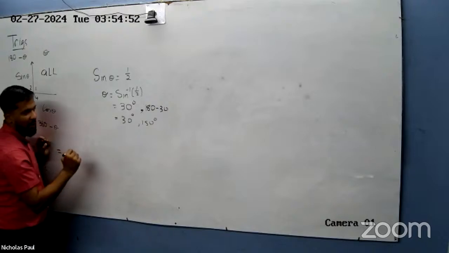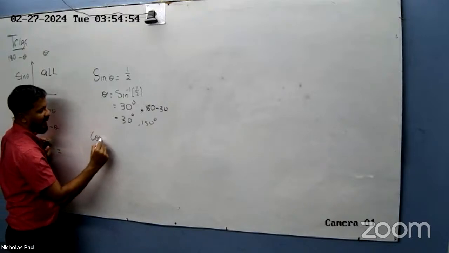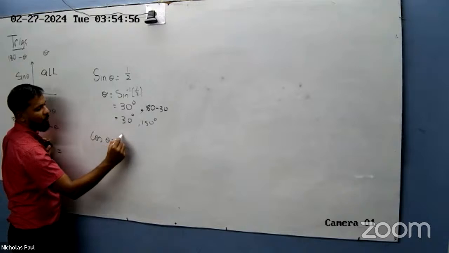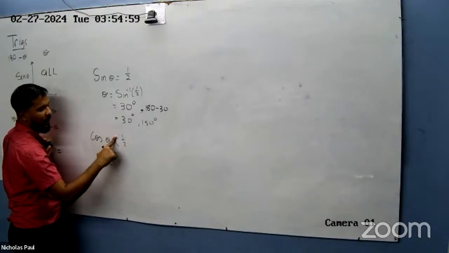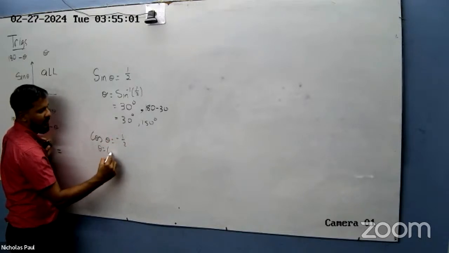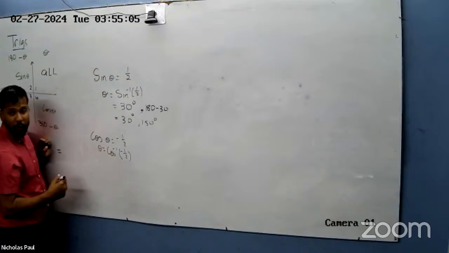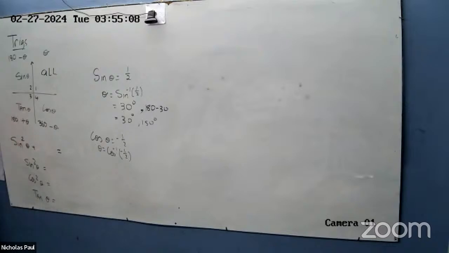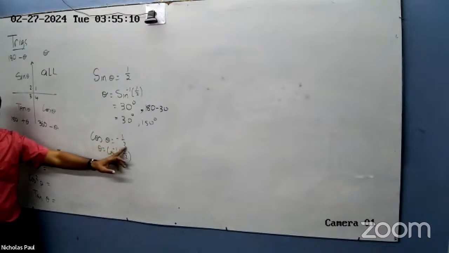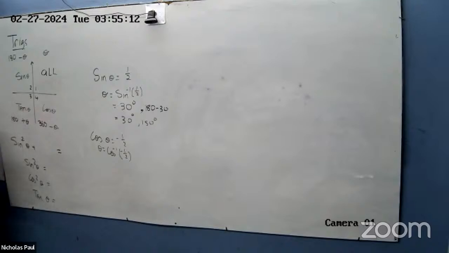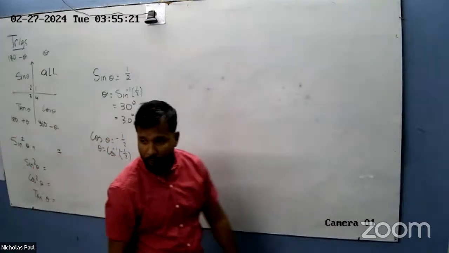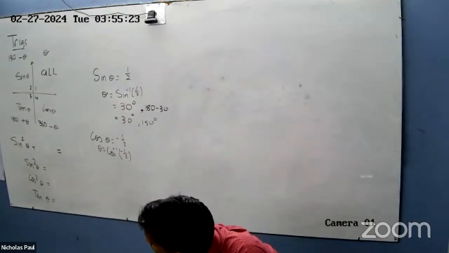So let's try one now. Let's try one with a negative. Cos theta is equal to minus a half. So theta is cos inverse negative a half. Quick question, Jacob. Since it is negative a half, my two answers belong to which quadrants? Yeah, cos is negative. It belongs to which quadrants? Second and third.